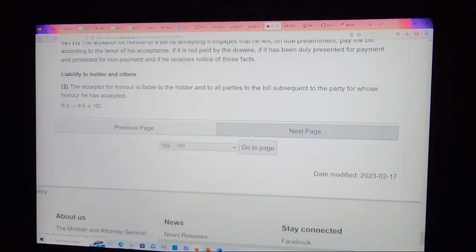Liability to holder and others. 2. The acceptor for honor is liable to the holder and to all parties to the bill subsequent to the party for whose honor he has accepted.